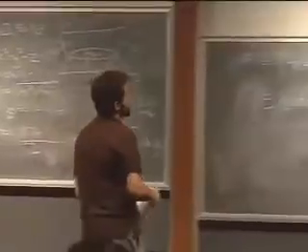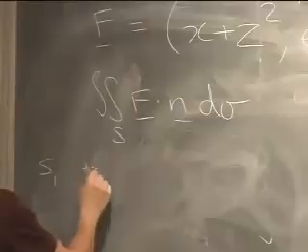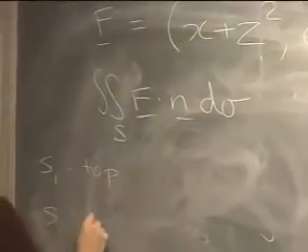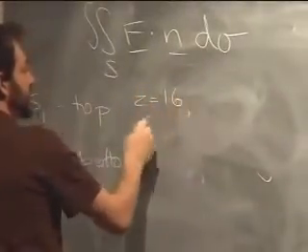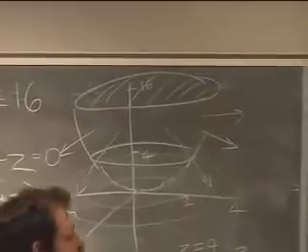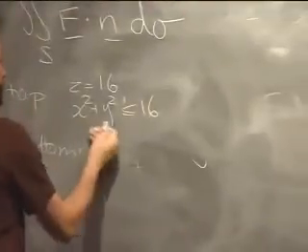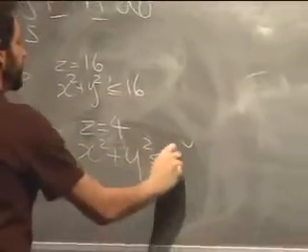So the first thing you have to realize is that you have to let S1 be the top and S2 be the bottom. So what is the top? Well, the top is at height 16, and x squared plus y squared is less than or equal to 16. That's this circle here. Whereas the bottom is z equals 4, and x squared plus y squared is less than 4.